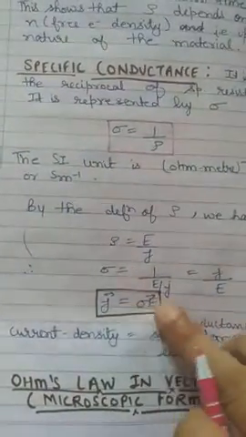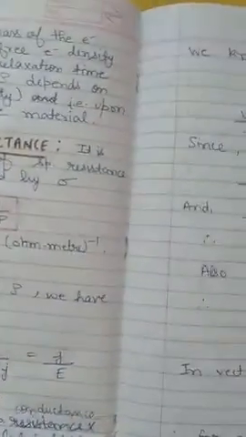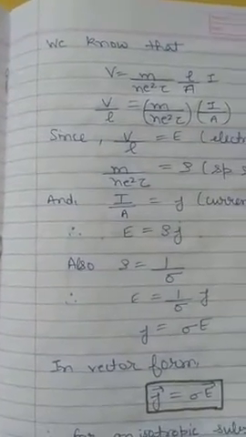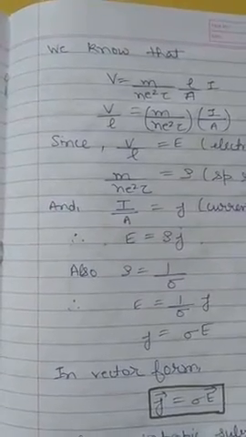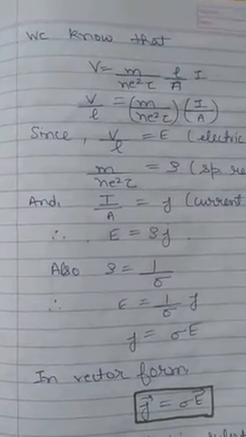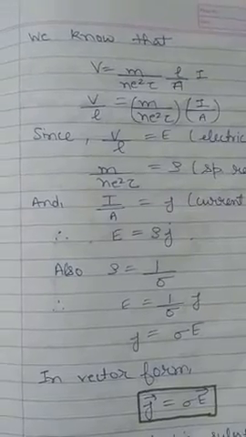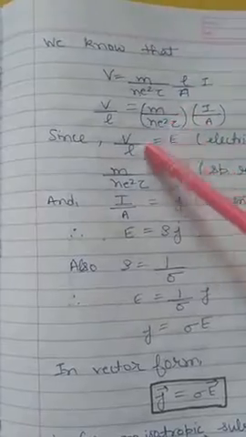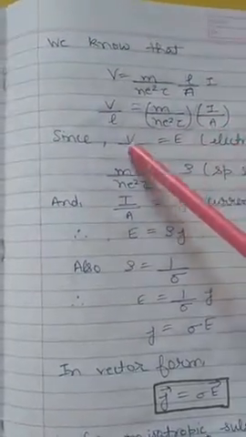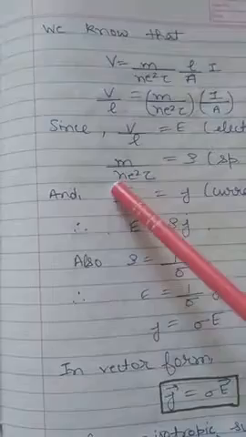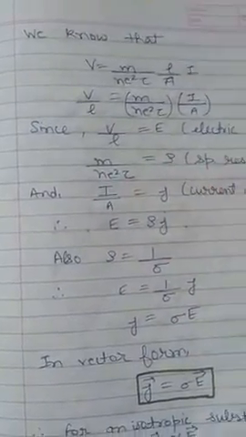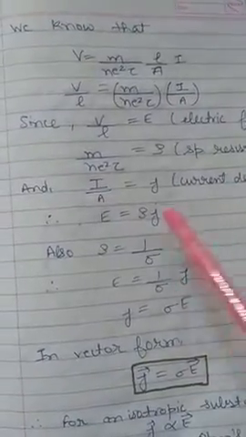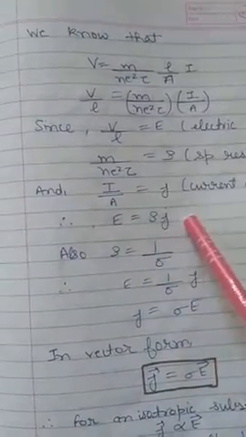How will we get this relation J is equal to sigma E? Sometimes the question is asked to derive Ohm's law in vector form, so you will start from the relation V is equal to m upon n e square tau, L by A, into I. So V by L will become equal to m upon n e square tau, I by A. V by L is your electric field E, m upon n e square tau is your rho, the specific resistance, and I by A is your J, the current density. So E will become equal to rho into J.